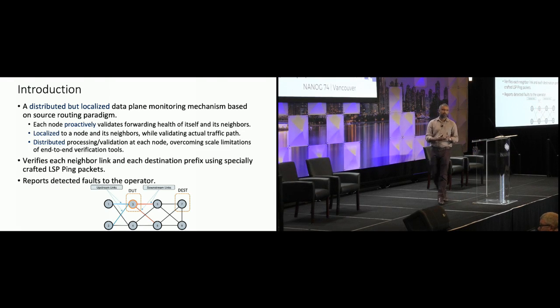It doesn't try to go beyond that because then we'll run into the same issues that we have with end-to-end tools. Instead, we can distribute the detection work to different devices in the network. So each device can just check itself and its neighbors, and you don't have to rely on just a single tool or one end-to-end mechanism.